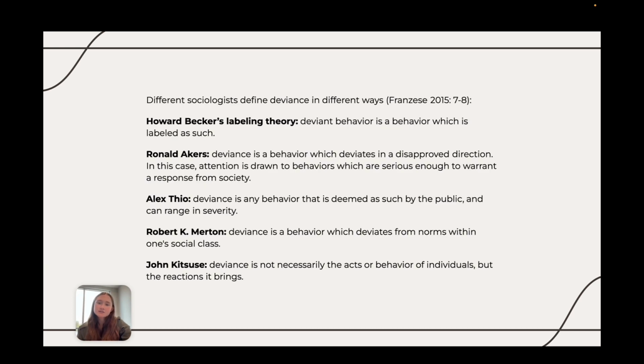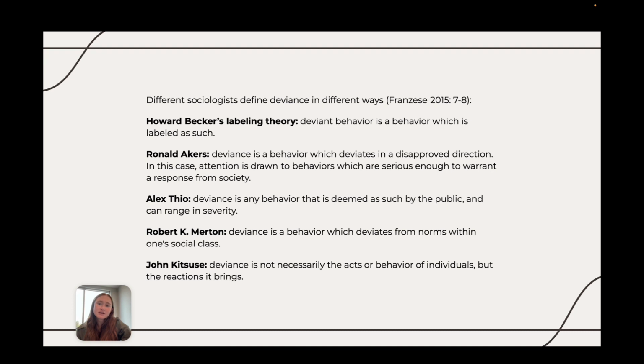So Howard Becker's labeling theory basically says that deviant behavior is a behavior which is labeled as such. This means that it is the label that is given by those around you that really is important, and it shows how fluid the term can be as it can change in different social settings.